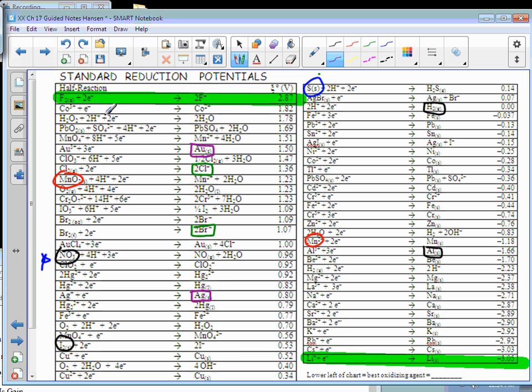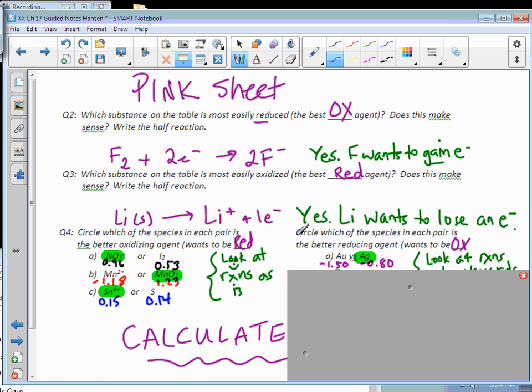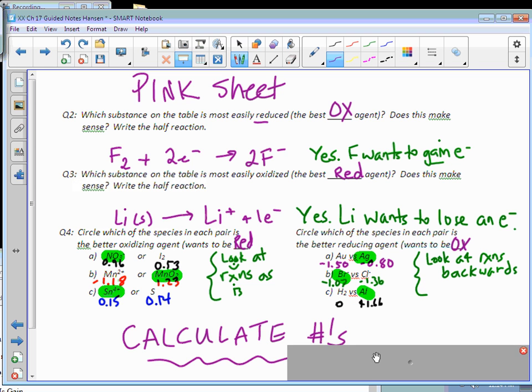All right, well, guess what? Both of these metals are precious metals. Neither one wants to be oxidized, but who would be a better reducing agent? We'll pick the one that's less negative. Okay, so silver would win. Again, pause the video, do the next two examples, and make sure you're looking at the table correctly.